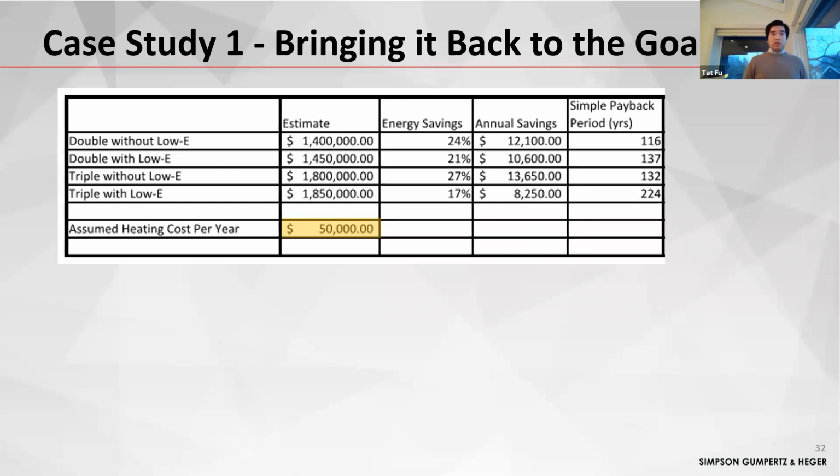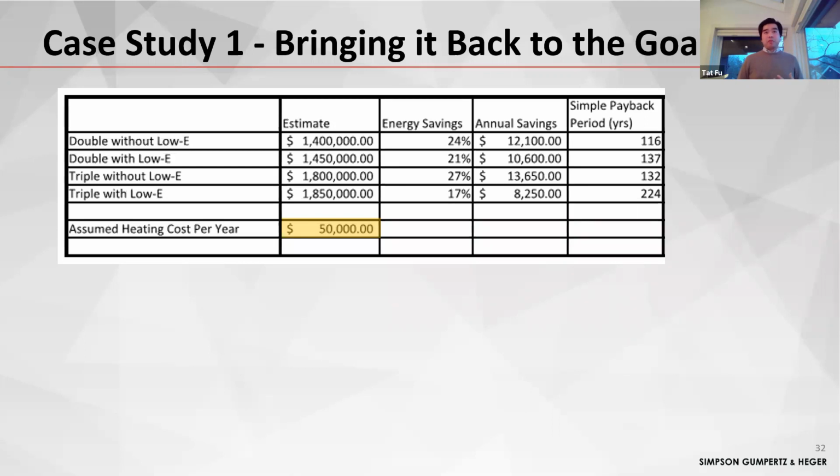So we did a simple payback study for them. We do not know how much heating this particular dormitory used because the university has centralized heating, and they don't break it down to this particular building. So we assume some basic number, a 50,000 annual cost. We don't know if that's true, but to us that's like a lower bound of how much this building may use. And the estimate is 1.4 million to 1.8 million, the actual cost with those 4 window types.